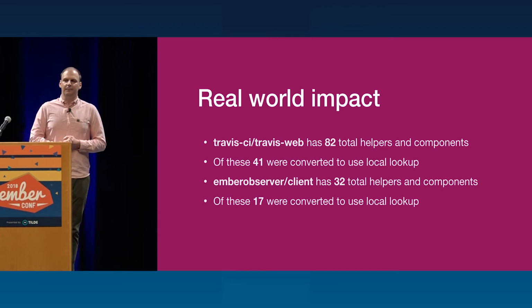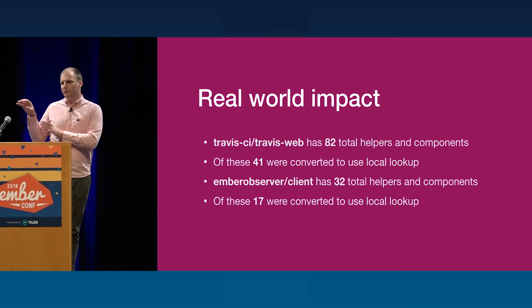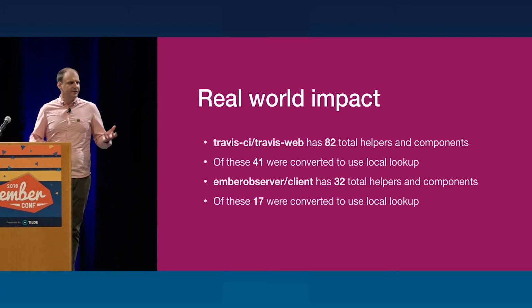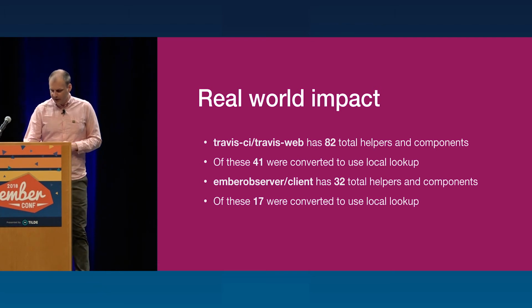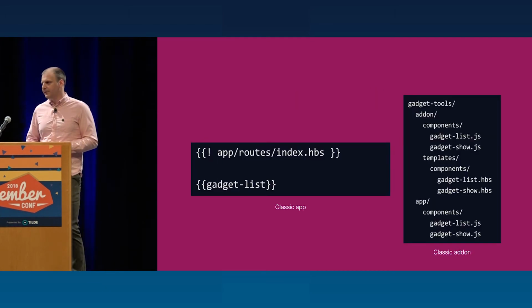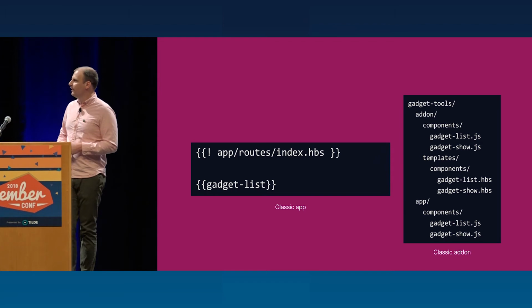And the module migrator tool that we use automatically remaps all those things to be these local lookups if they're only used in one spot. And so we're able to see that this is actually a thing that real-world apps will use because we can see it in existing apps today. So that's pretty great.